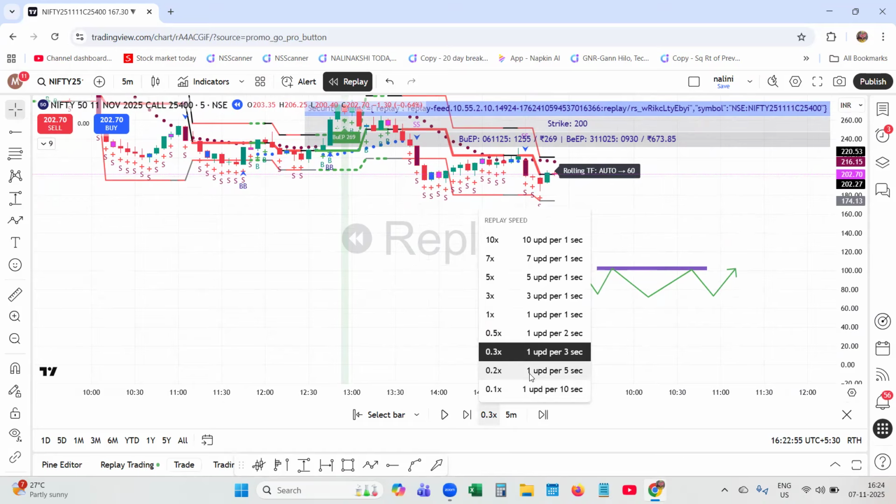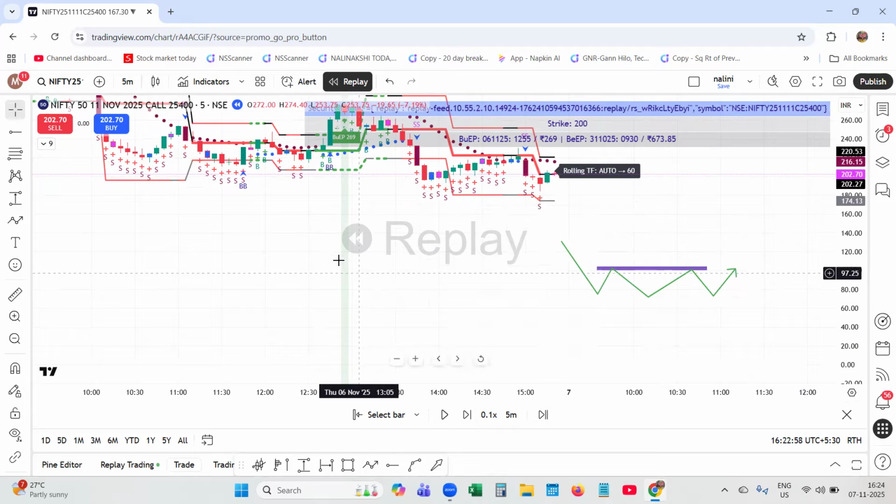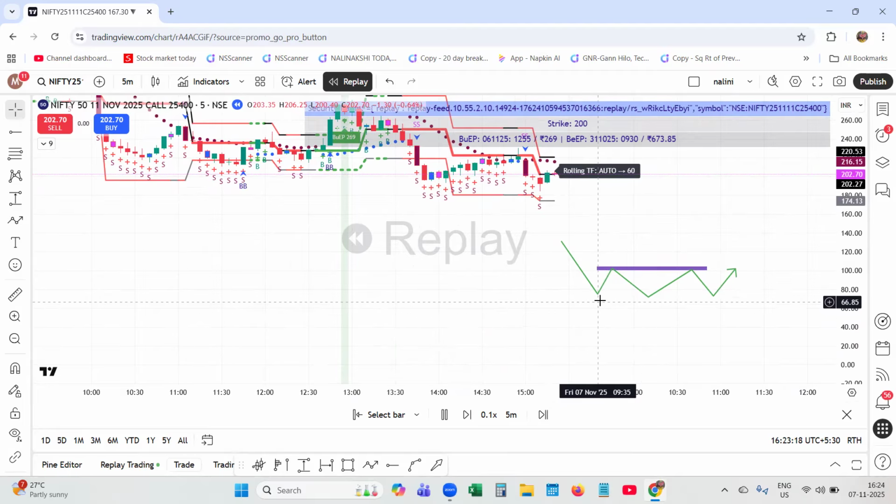Let me be a little bit slower so that you will understand how rolling pivots behave and how they adjust, how they balance out, how they form the balance line. When the balance line is formed, until then you are not going to enter into the market, but you are now going to note down what is going to happen in the market. I'm starting the replay button. Let it start.